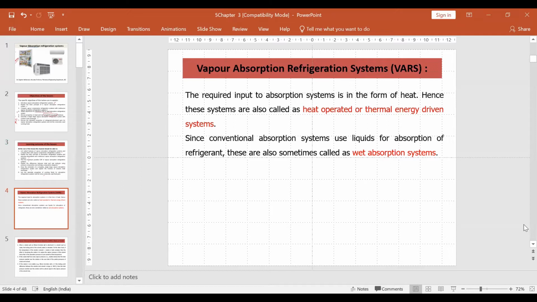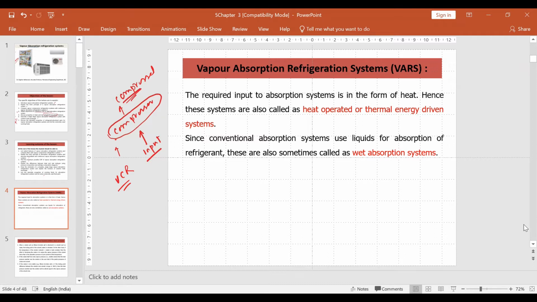What is vapor absorption system? Let's see. In case of vapor compression refrigeration system, what is the input? The refrigerant is compressed in the compressor. Where does the compressor get the energy? This is the electrical energy input. Electrical energy is the input to the compressor. Compressor runs and compresses.